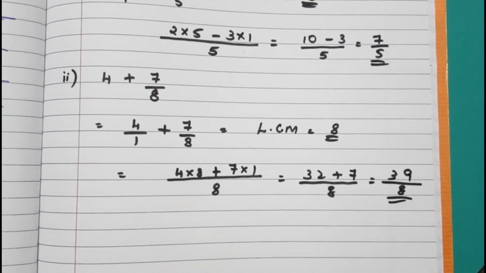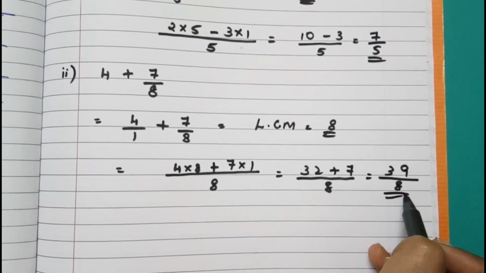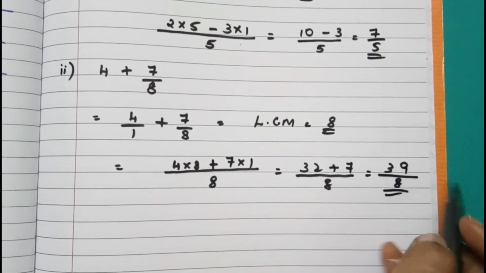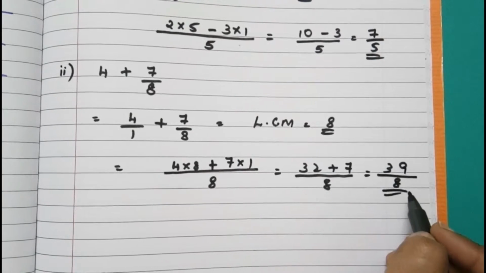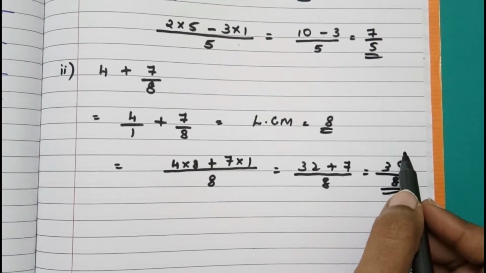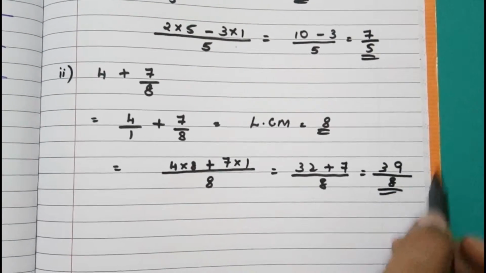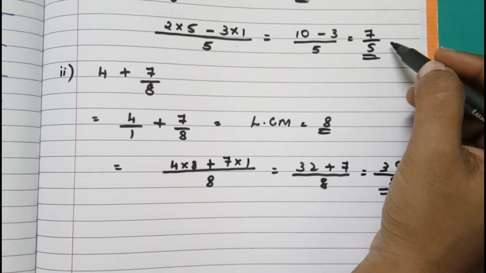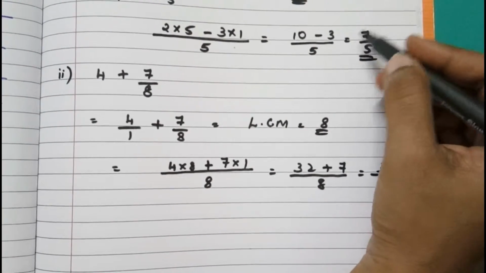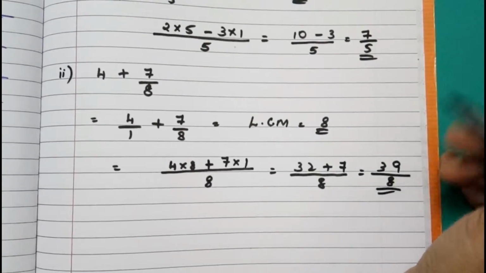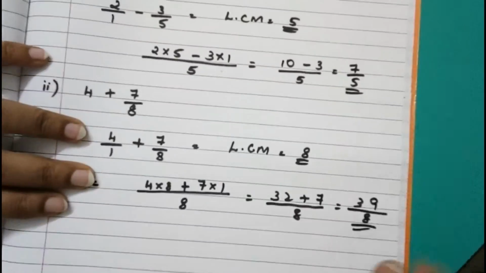Clear? Now this 39 by 8 can again be converted. Let's see if something goes here. Now what type of fraction is this? This is an improper fraction. Even the earlier one was an improper fraction. So if we want, we can convert this into a mixed fraction. Now how do we convert that?